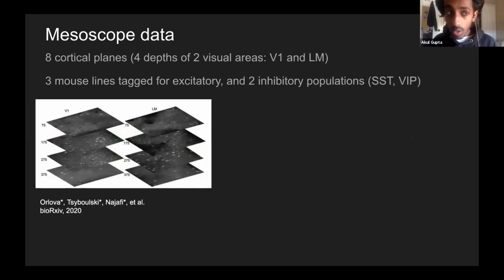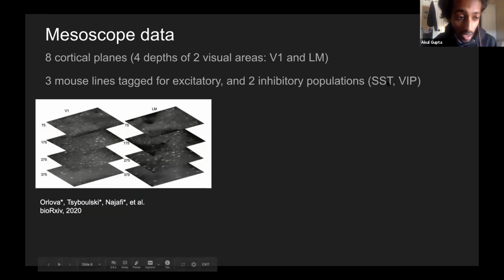At the Allen Institute, we have mesoscope data, which is simultaneous imaging of 8 cortical planes. So we have 4 depths in 2 visual areas, V1 and LM. And we have 3 mouse lines tagged for excitatory cells, and we have 2 inhibitory populations, SST and VIP.